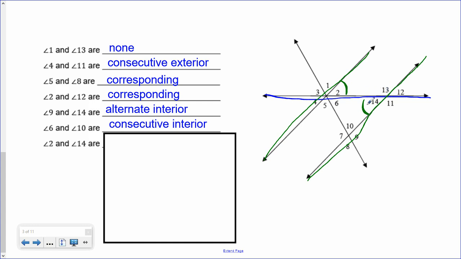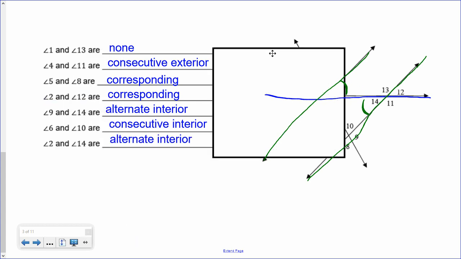So if we take a look, 2 and 14, these are both in between the two lines, so they're interior, but they're on different sides of the transversal. They're diagonal from each other. So that would make them alternate interior.